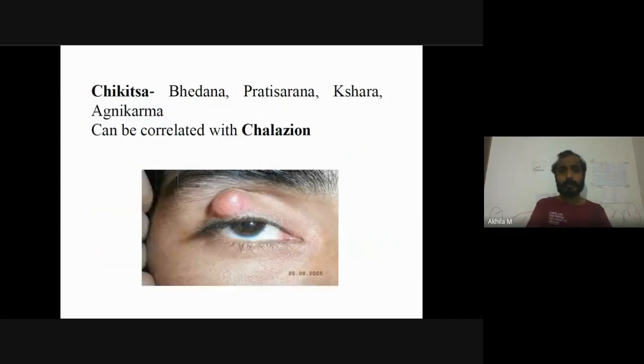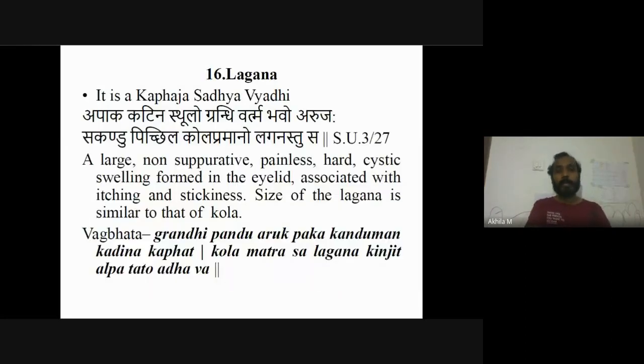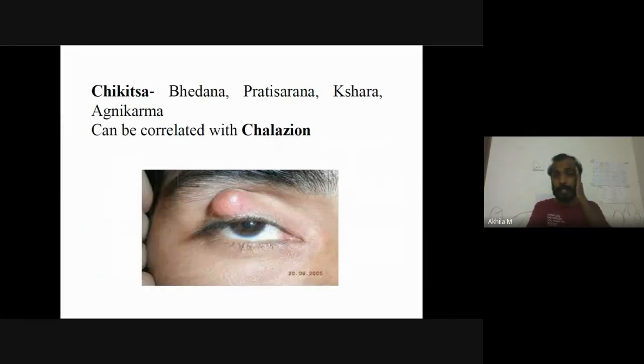So Lekhana is a Kaphaja, Sadhya Vyadhi. So Granthi, Pandu, Aruja, Kandu, Kathina, Kapha: due to the vishesha of Kapha, there is some hard swelling. Granthi will be there. A non-suppurative, painless swelling will arise, the size of a kola matra. This type of eruption is called Lekhana. Chikitsa is advised like that: Bhedana is advised, Pratisarana is advised, Chara and Agni Vartma is advised for treating Lekhana.